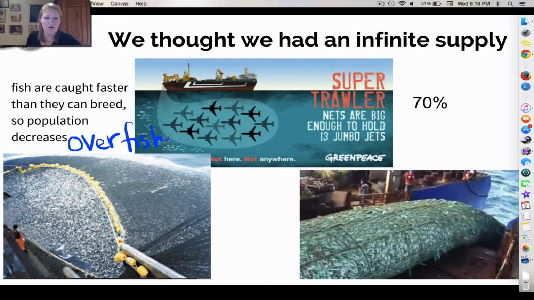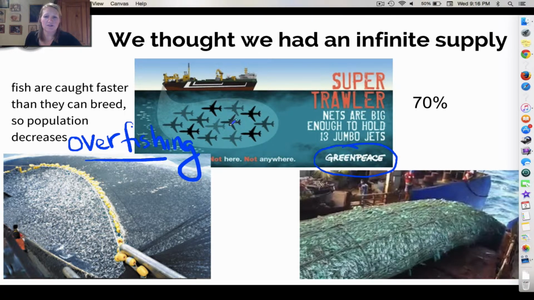The definition of overfishing is when fish are caught faster than they can breed and the population is decreasing. Okay, and so I have this, this is the super trawler that we talked about. This is Greenpeace, so this tells you that I'm a little biased. But these are the ones that have been banned. They were on the coast of Japan and on the coast of Australia. This is that video that I showed you in class of the super trawler just bringing up this endless net filled with fish. Here's another image off the side of the boat of a super trawler.